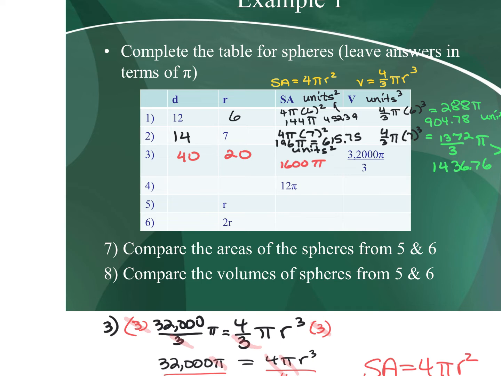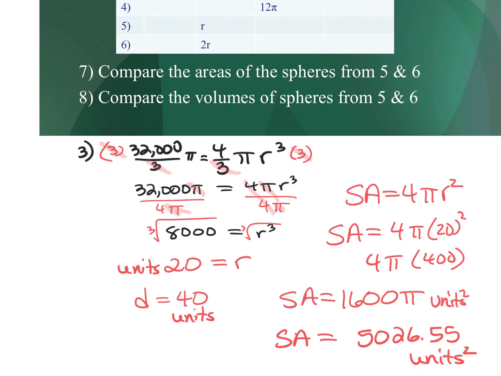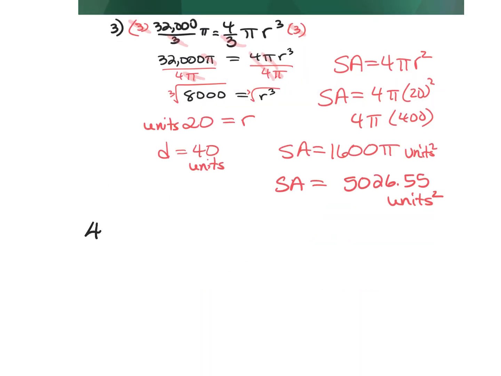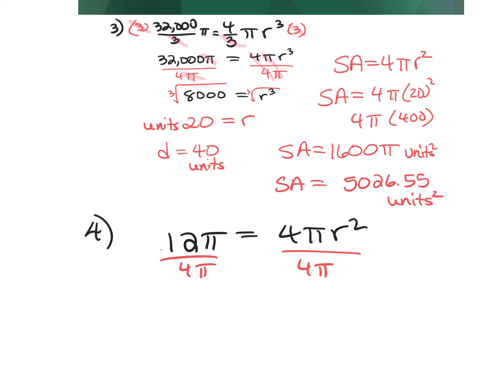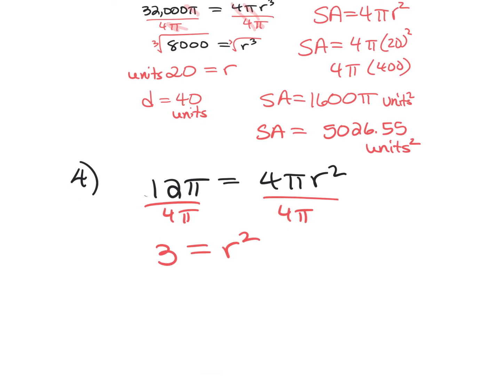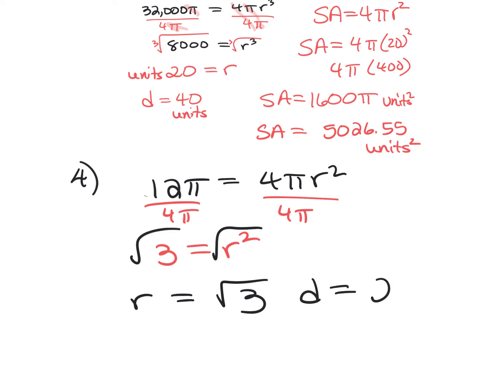Now, for the next one, they gave us the surface area. So for number 4, surface area is equal to 4 pi r squared. So again, I'm going to erase the surface area, the SA, and put in what they gave me. They gave me 12 pi. I can go ahead and divide both sides by 4 pi. This gives me 3 is equal to the radius squared. I don't want radius squared, I want the radius. So square root it, and the radius is equal to the square root of 3. For the diameter, you have to double it. And these are both units.